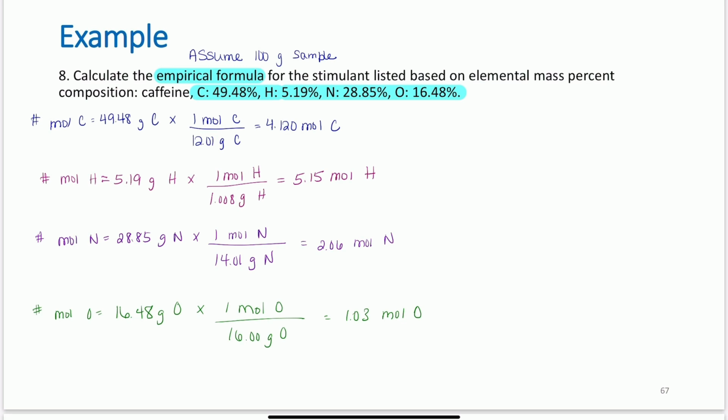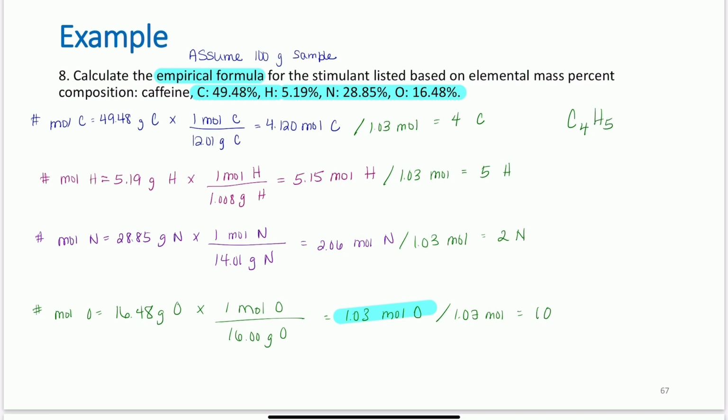Find the smallest number and divide all of them by that smallest value. This gives me 4 carbons, 5 hydrogens, 2 nitrogens, and 1 oxygen. So the final formula, the empirical formula for caffeine, C4H5N2O.